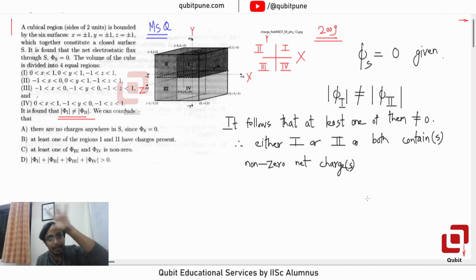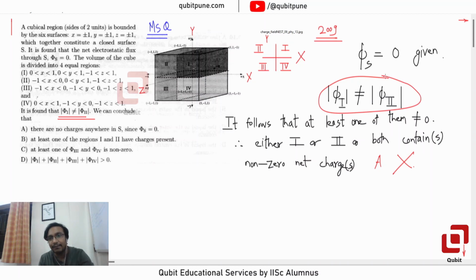Now let us come to the options. Is option A right? There are no charges anywhere in S since phi is 0. No, A is not right. Because if there were no charges inside, phi 1 should be 0, phi 2 should be 0. But that contradicts the result that they have already given us, which means option A is not right.